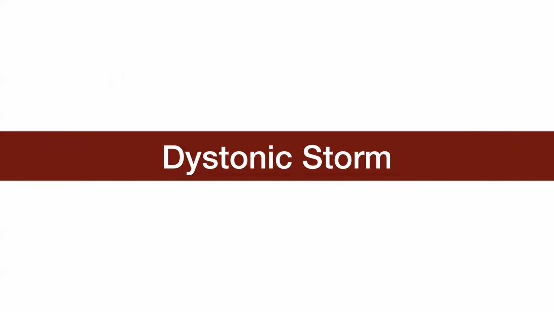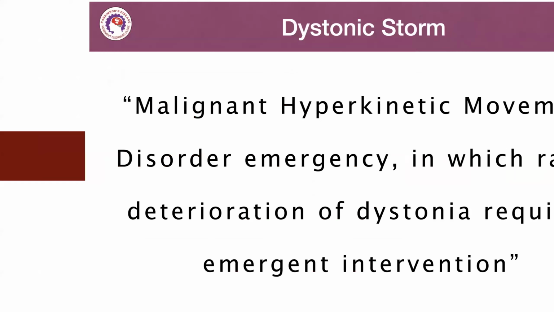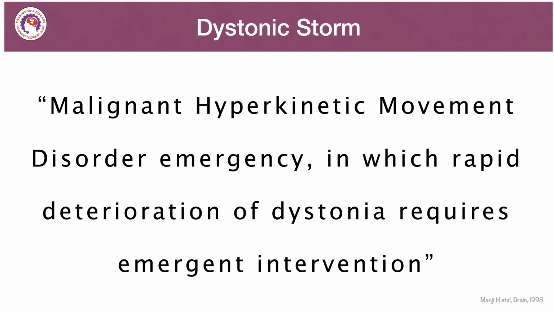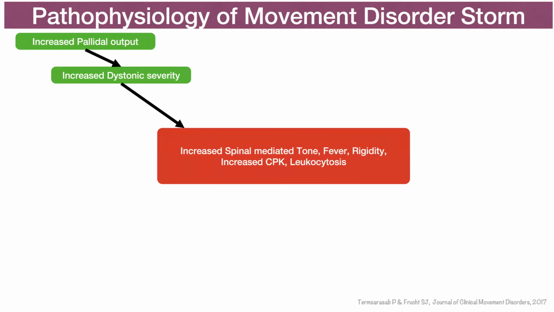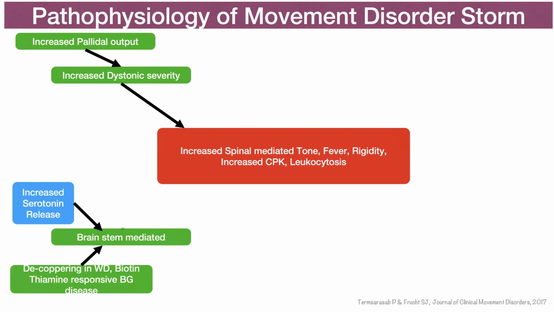Now, going forward to the next movement disorder emergency, that is dystonic storm. Dystonic storm is a malignant hyperkinetic movement disorder emergency in which rapid deterioration of dystonia requires emergency intervention. So why does this happen? Many times dystonic storms happen due to increased pallidal output, leading to increased dystonic activity, leading to increased spinal mediated tone, then fever, rigidity, increased CPK and leukocytosis.